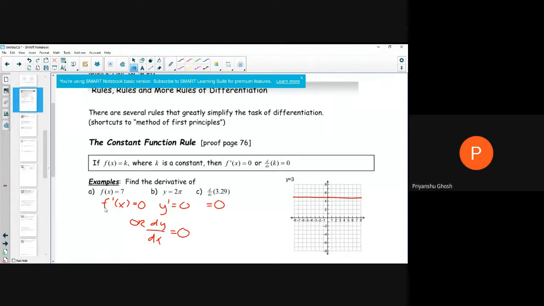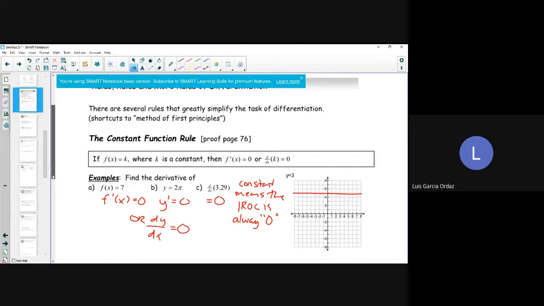Priyanshu? There's no rate of change. If I were to ask you to find the instantaneous rate of change of f of x equal to 7 at the point 2, it's going to be 0 because it's just a horizontal line. So a constant means the instantaneous rate of change, or IROC, is always 0. So that's the first rule.